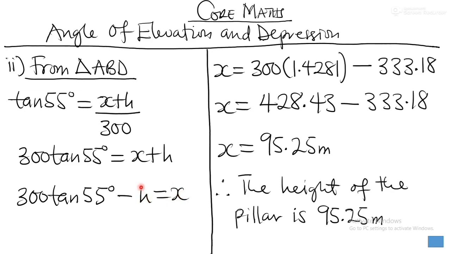But remember, we have already calculated the value of H. Using the calculator to find the value of tan 55 and substituting the value of H, we are going to have X equal to 300 into bracket 1.4281 minus 333.18. Multiplying and simplifying, we get X to be 95.25 meters. So we conclude by saying, therefore, the height of the pillar is 95.25 meters.